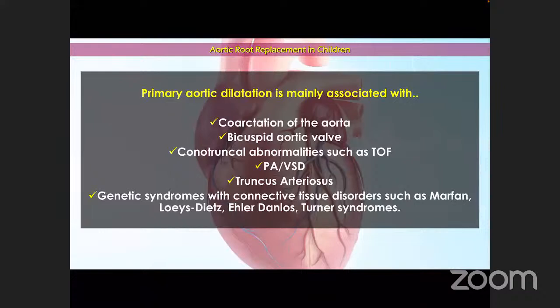And actually, because of all these pathologies, a new kind of entity has appeared in literature. It's called the aortopathies. This just collectively gathers all these patients with abnormal aortic walls that may lead to dilatation. We can also see the dilatation in some genetic syndromes with connective tissue disorder, such as the Marfan syndrome, Loeys-Dietz, Ehlers-Danlos, and also Turner syndrome.